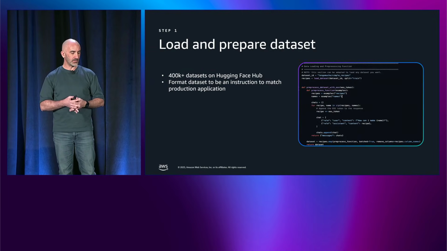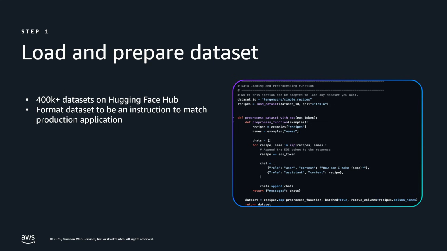If we go into each one of these, so loading and preparing the data set, this is nothing specific to AWS Trainium. This is what you would have to do on any fine-tuning project. You have a choice of over 400,000 data sets, all up in Hugging Face Hub, that you can choose from. Or typically, a business will take their proprietary data and use that to have the model generate things that are specific to your business.